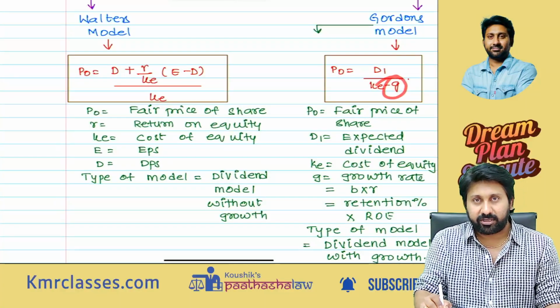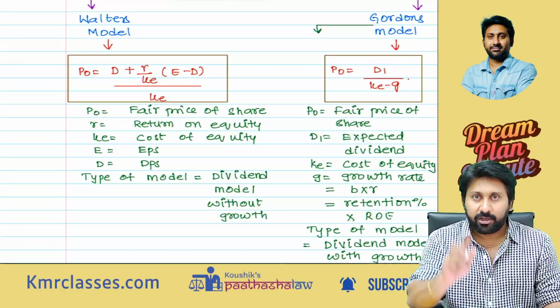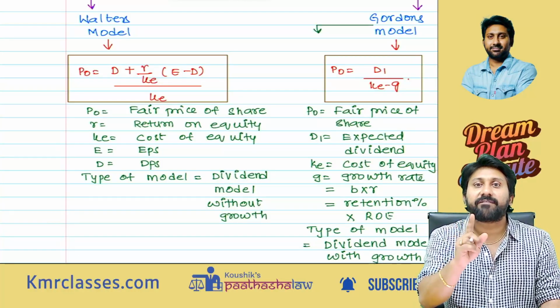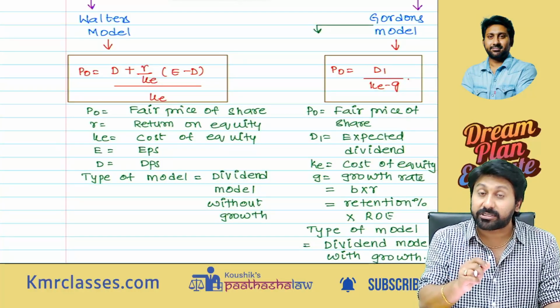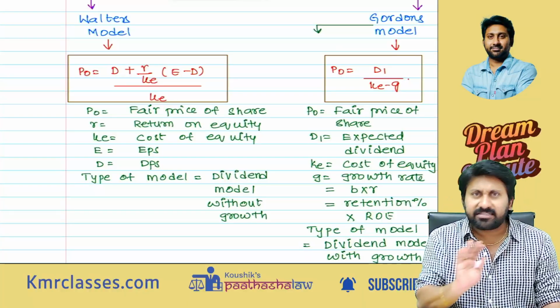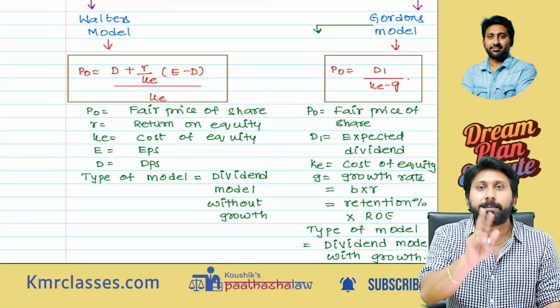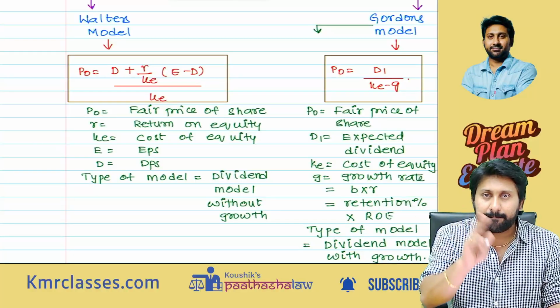G is the growth. If G is not given in the question, you can calculate it in two ways. Number one, (P1 − P0) divided by P0. When can that be used? If two prices are given. If prices are not given but we have to calculate growth, then G = B into R.